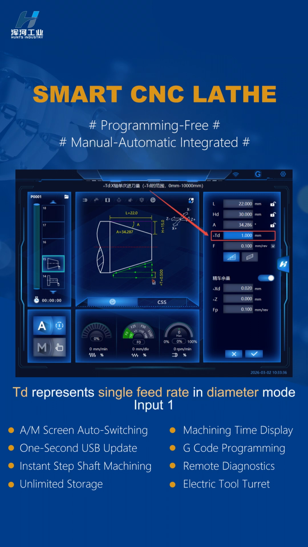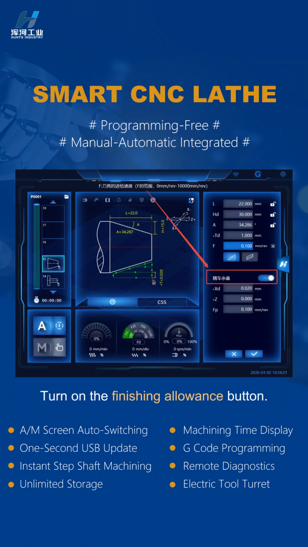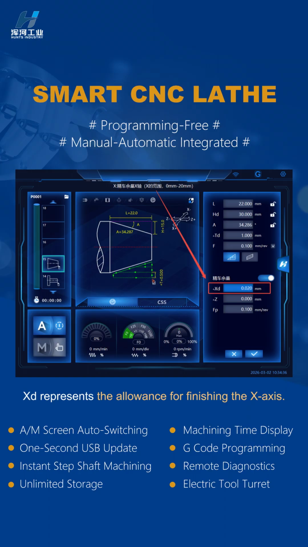TD represents single feed rate in diameter mode. Input 1. F represents the tool feed rate. Input 0.1. Turn on the finishing allowance button. XD represents the allowance for finishing the x-axis.